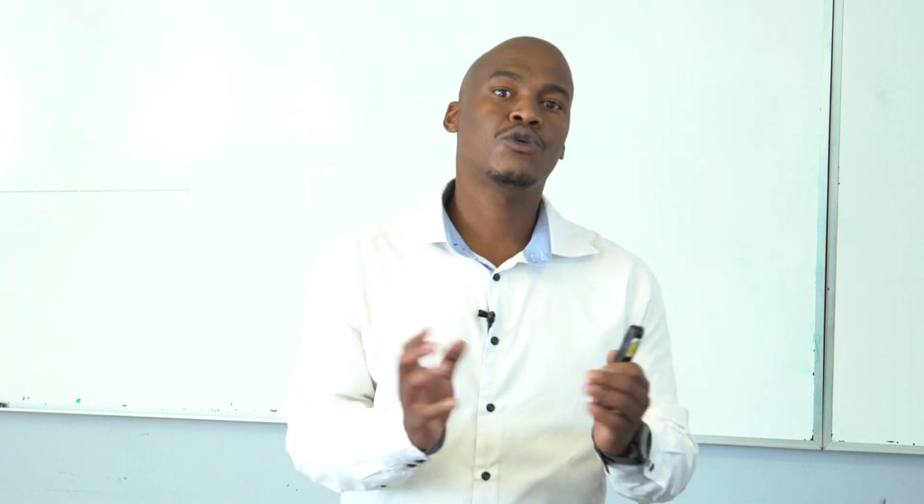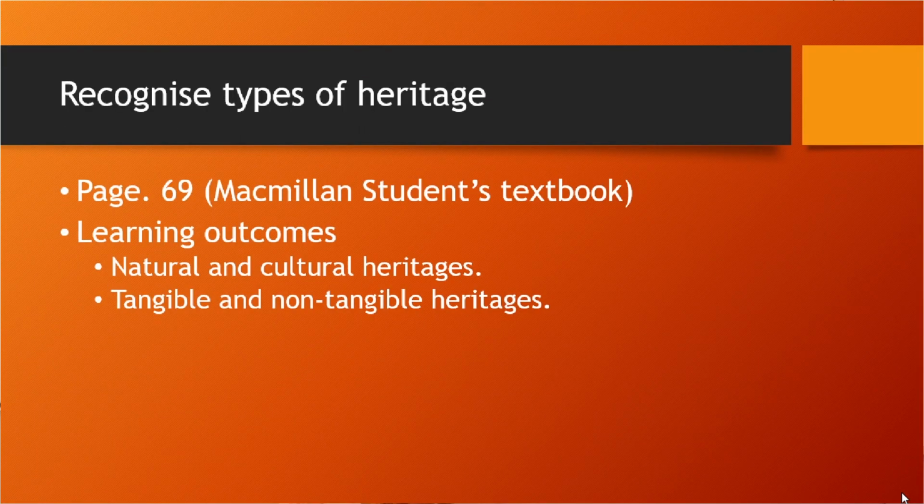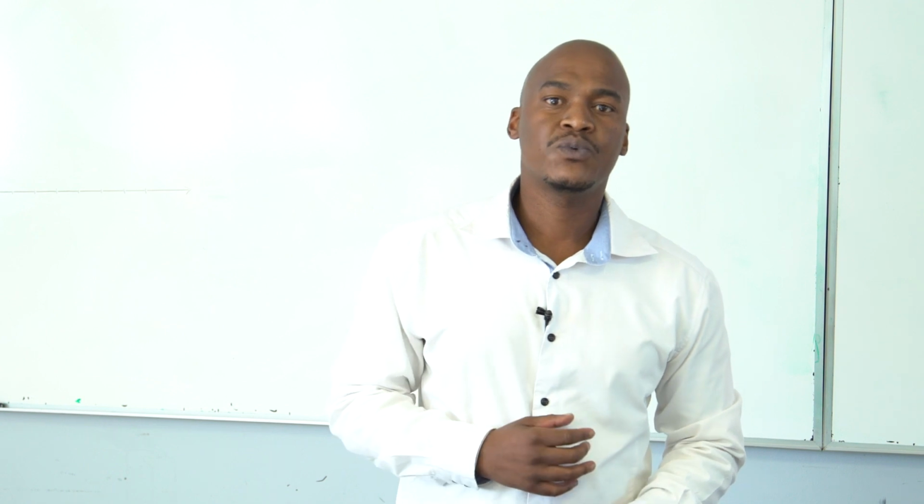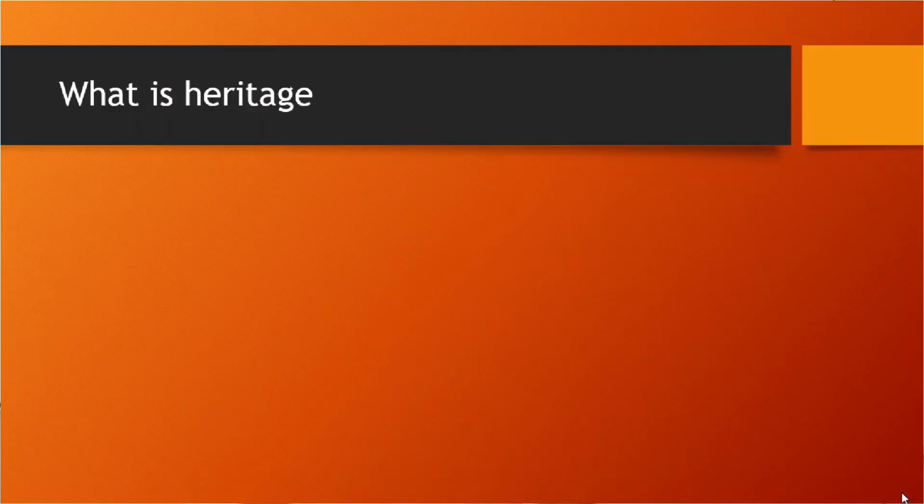The first module that we're going to look at is module 7, which talks about recognizing the different types of heritage. And in this module, if you can check, we are on page 69 of your Macmillan student textbook. In this module, we're going to be looking at 2 major learning outcomes, which is the comparison between natural and cultural heritage, and secondly, the comparison between tangible and non-tangible or intangible heritage. So the first thing that we need to look at is what heritage is.